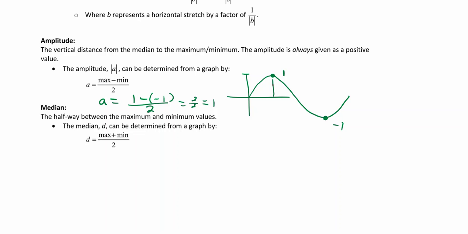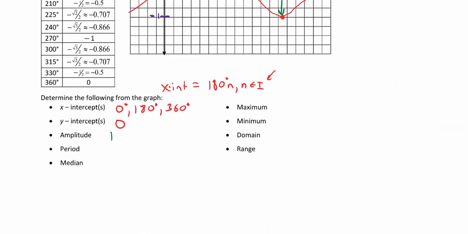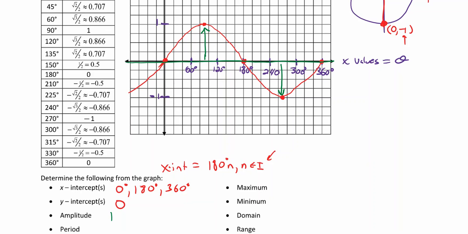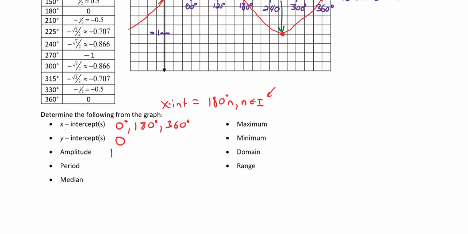What this formula is really doing is just finding, with max minus min, your total height of the whole wave. And then dividing it by 2 just gave us half of that wave, from there to there. So that's all that formula is. It's just a way of figuring out what the height of half of our wave would be. So our amplitude is 1, but we could really just see that from the graph too, couldn't we?